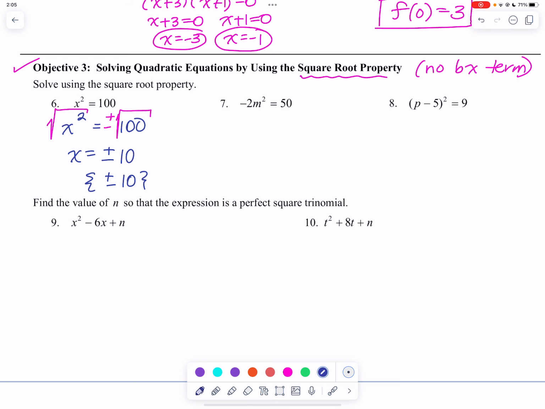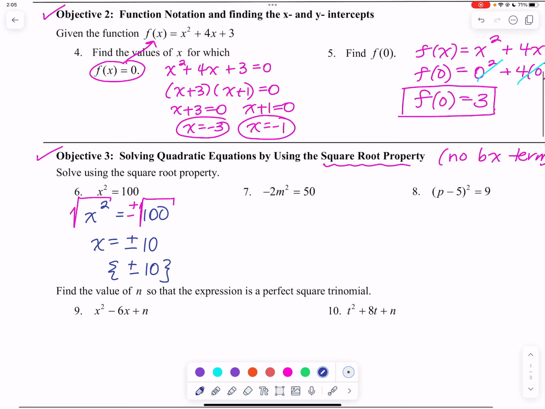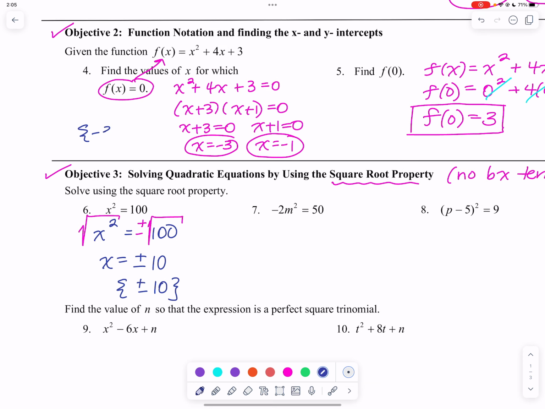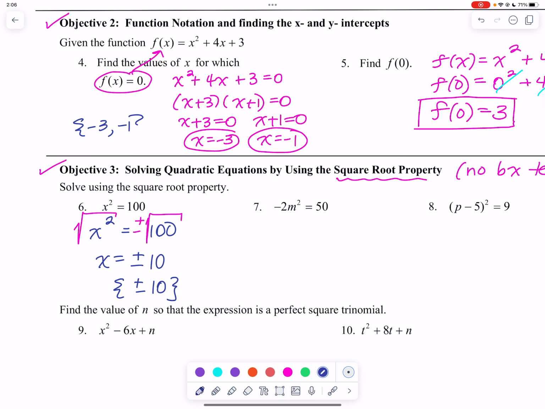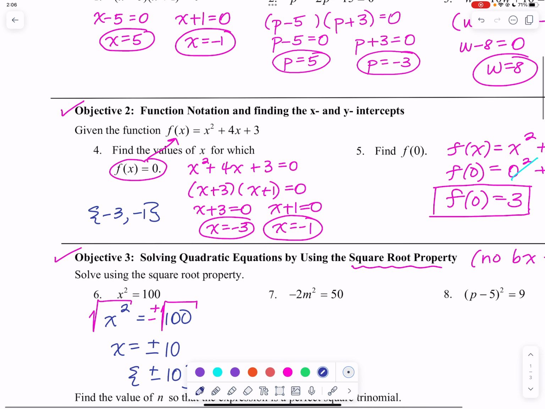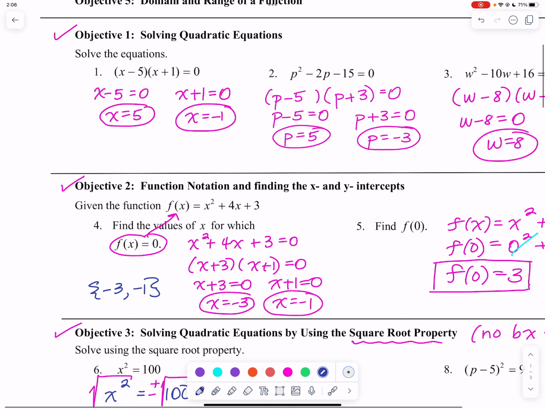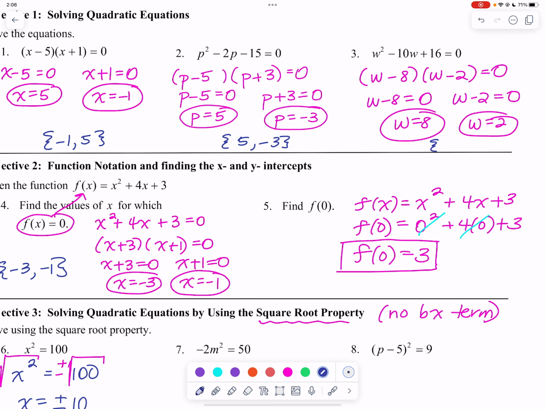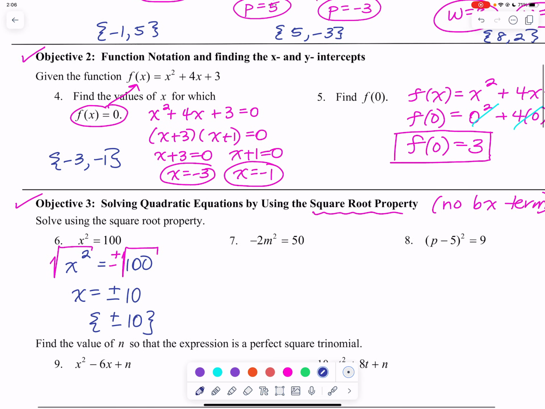And you can put that in set notation, just like we could have done up here, negative 3, negative 1. And we could have done the same for these. And you can place them in any order. I'll show you that here. We've got 8 and 2. So you can write it like that.